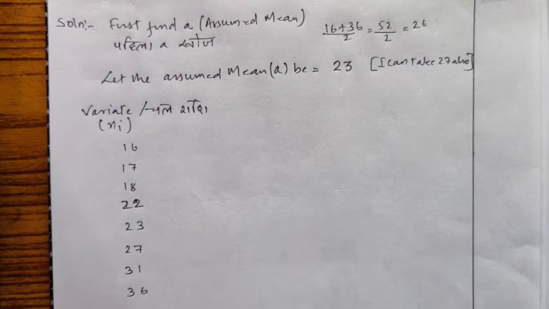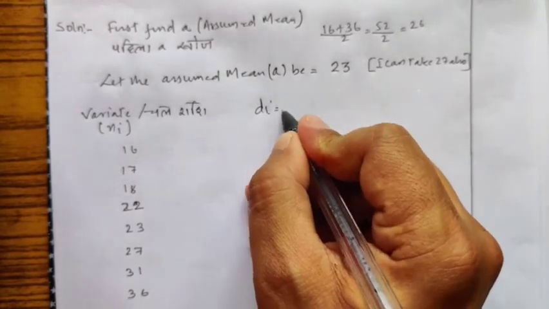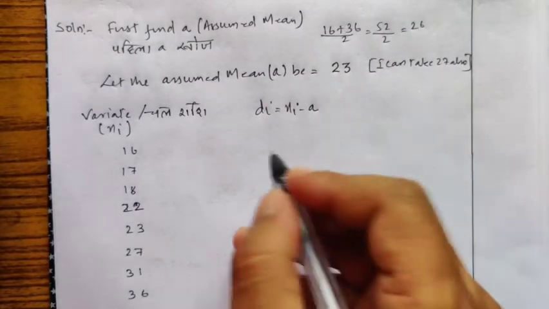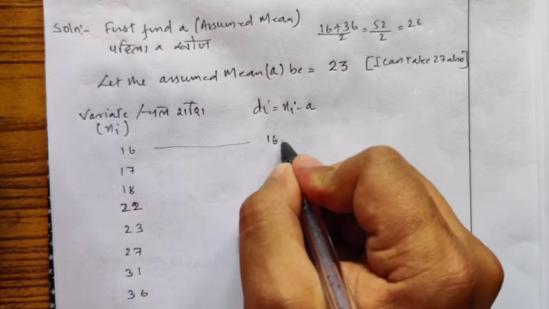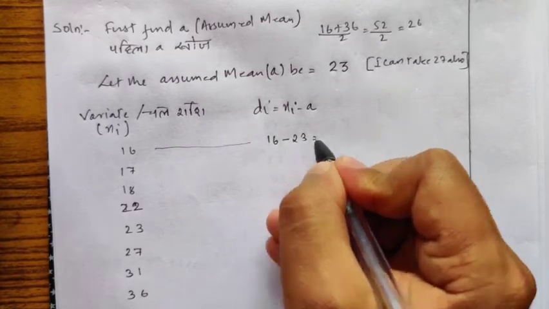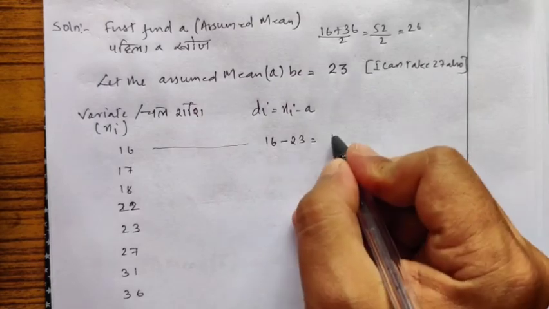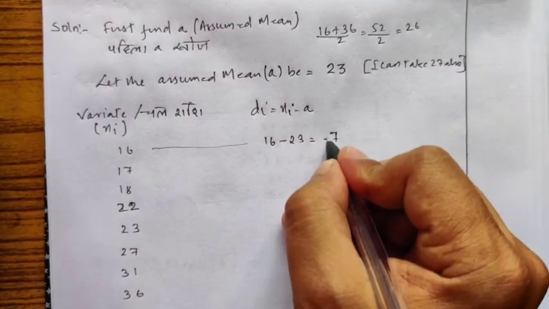So I have my A. Now let's go to my di. I just need two tables. So di means xi minus A. Our first one will be 16 minus 23. Since 23 is bigger and it has a minus sign, 16 minus 23 is 7, but due to the negative sign being with the larger number, it's minus 7.